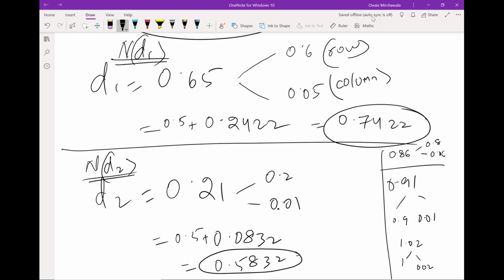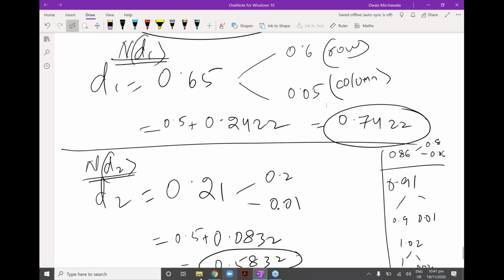At the intersection of 0.6 and 0.05, we are finding 0.2422, but since the value was positive, we need to add 0.5 to the relevant number. It's 0.7422. And secondly, D2, 0.21. You broke it into 0.2 and 0.01. See the value for 0.2 and 0.01. It's 0.0823 in the distribution table. Add 0.5 to the relevant number. It's 0.5832. So the value of ND1 is 0.7422 and for ND2 is 0.5832.